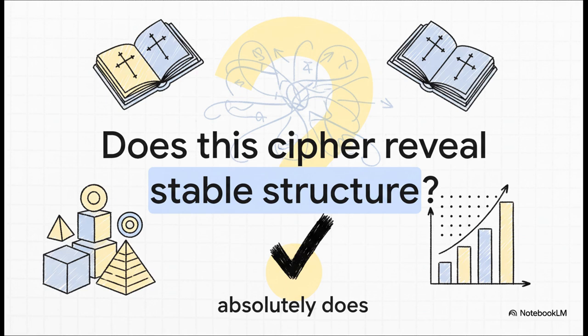So this is the crucial takeaway. We need to shift the question we're asking. It's not when was this tool created. The real question, the only one that matters for the analysis, is does this tool, this cipher, reveal a stable, measurable, non-random structure inside the text? And from everything we've seen, the answer is a resounding yes.